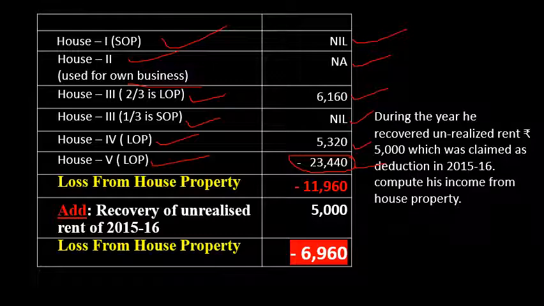So after set off of this loss, SSC gets the total loss of rupees 11,960. In case of 5 houses, the SSC is going to get the loss of rupees 11,960. And in the problem there is one statement which I explained in the beginning itself while explaining the problem.